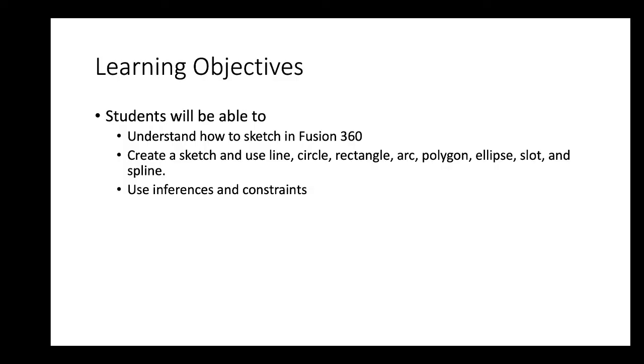So this is our learning objective. This week we are learning how to sketch in Fusion 360, and creating a sketch using many sketching elements such as line, circle, rectangle, arc, polygon, ellipse, slot, and splines. Those are basic elements. We are using some of them, and you will also learn about inference and constraints. These are very helpful functions in CAD software.